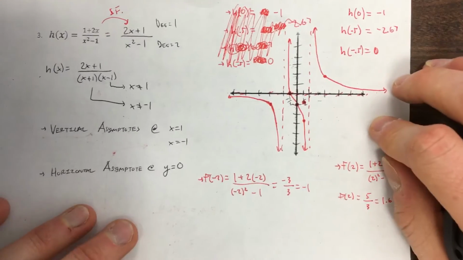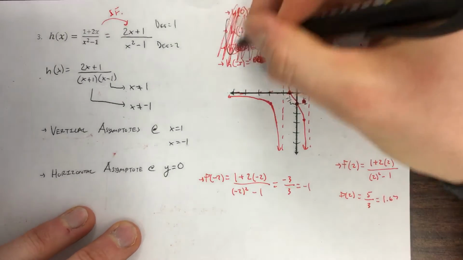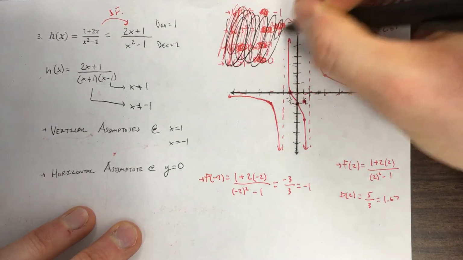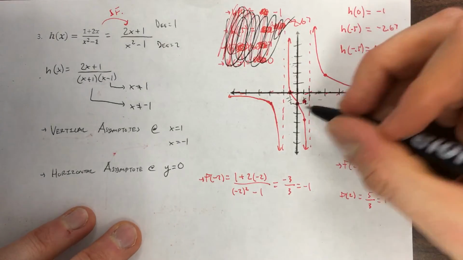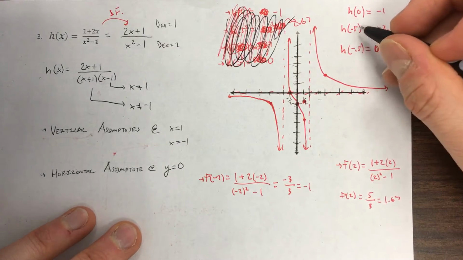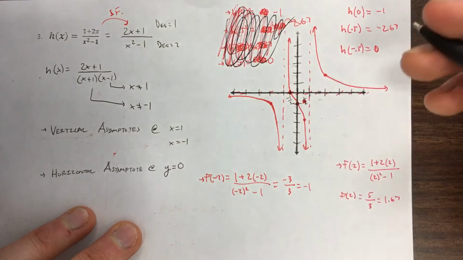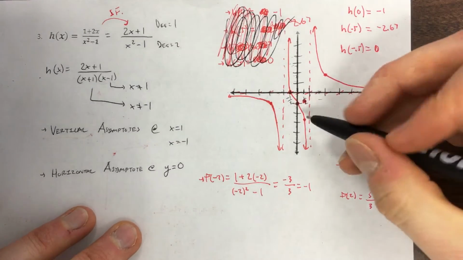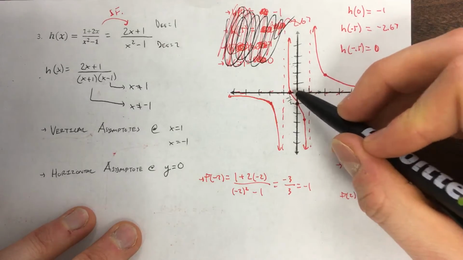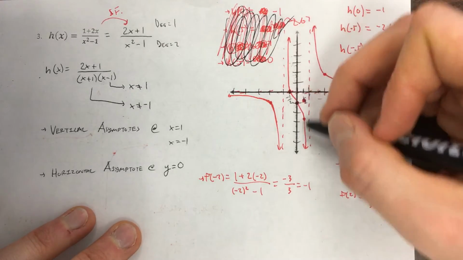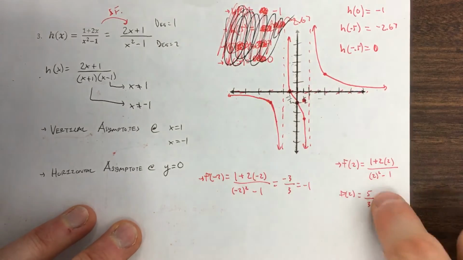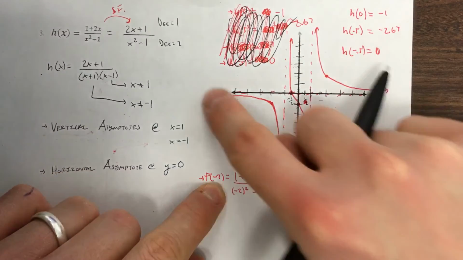Let me pause there. I just want to re-clarify. Up here, this graph, please ignore this. Plug in three values. H of 0, -1. H of 0.5, which is this value here, would give us like -2.67, something close to that. And then h of -0.5 would give us 0. So our function behaves like this. Outside, we only need 1 point. On the outside, we know what's happening.